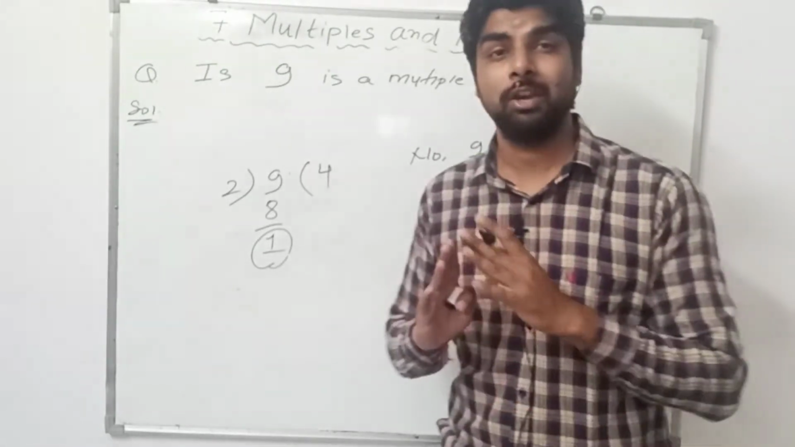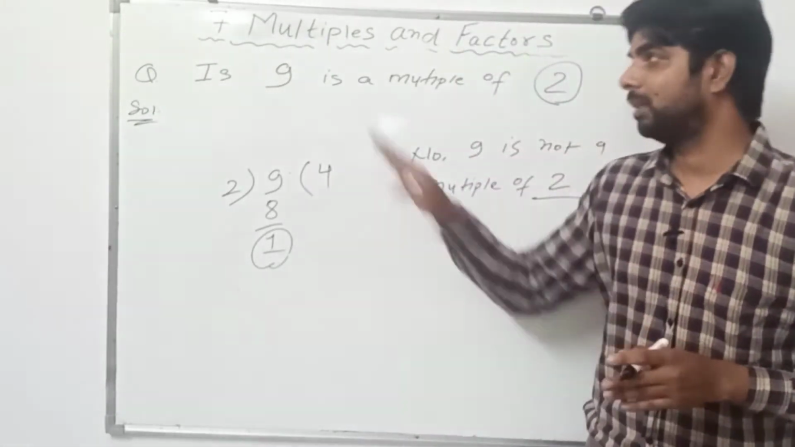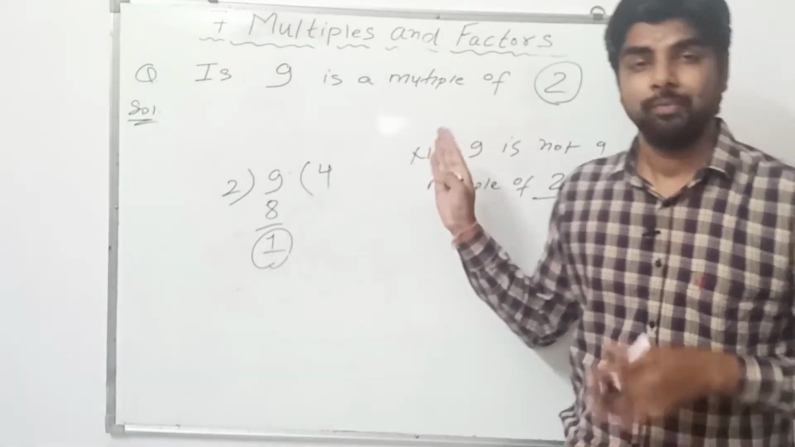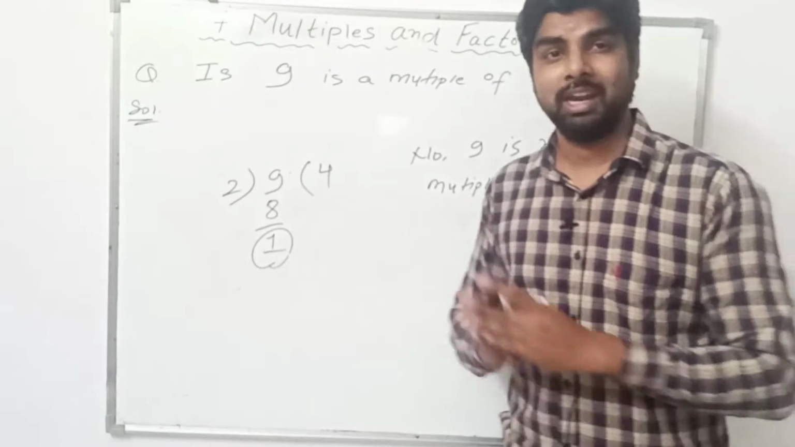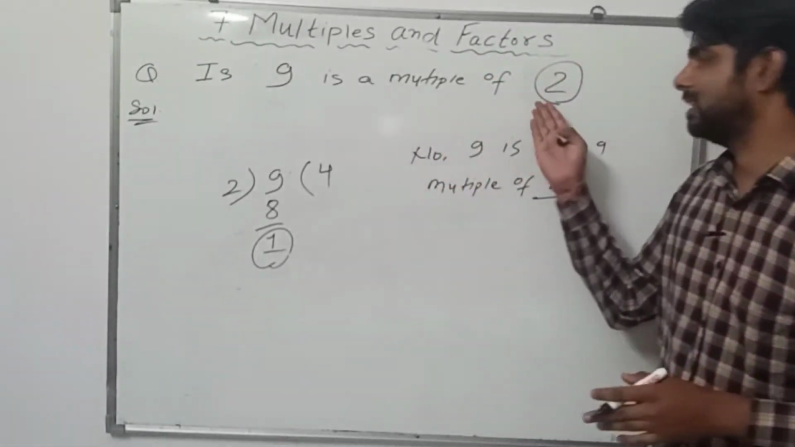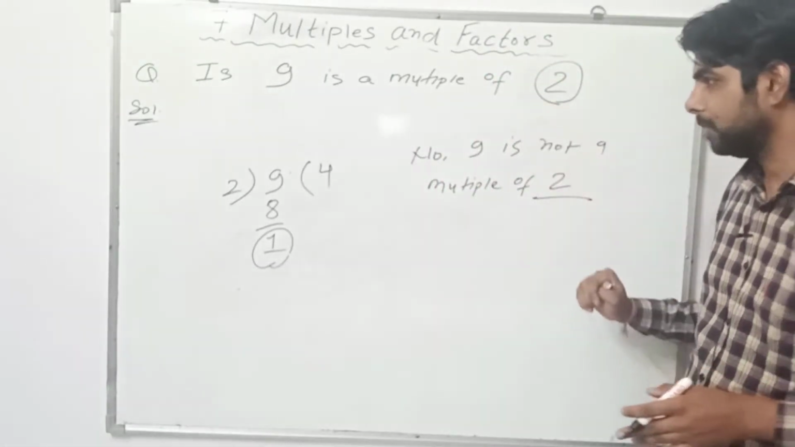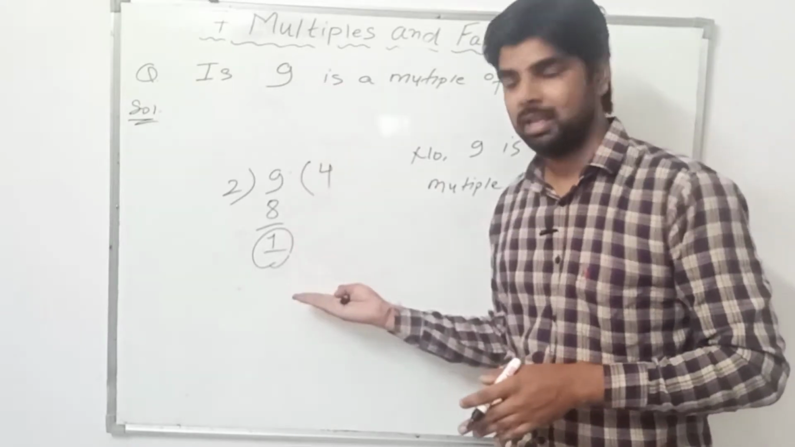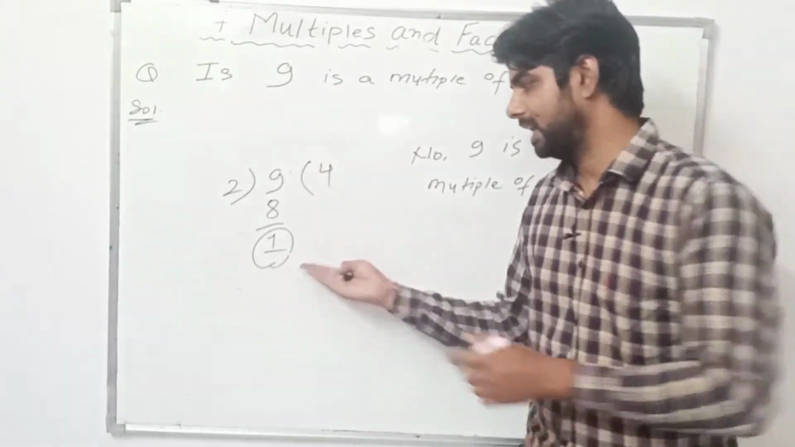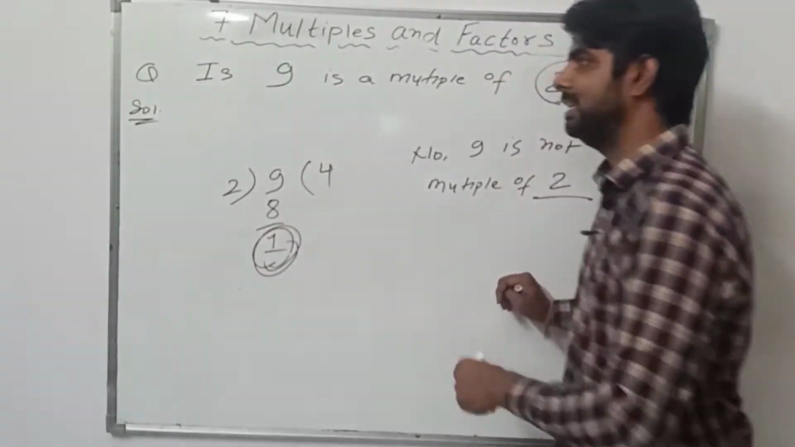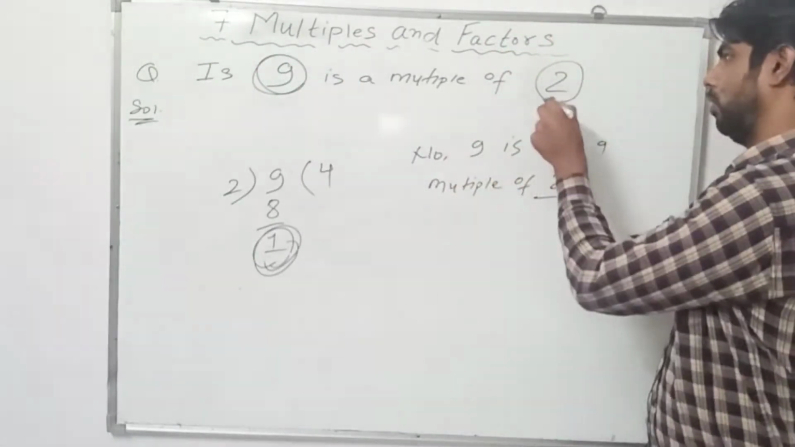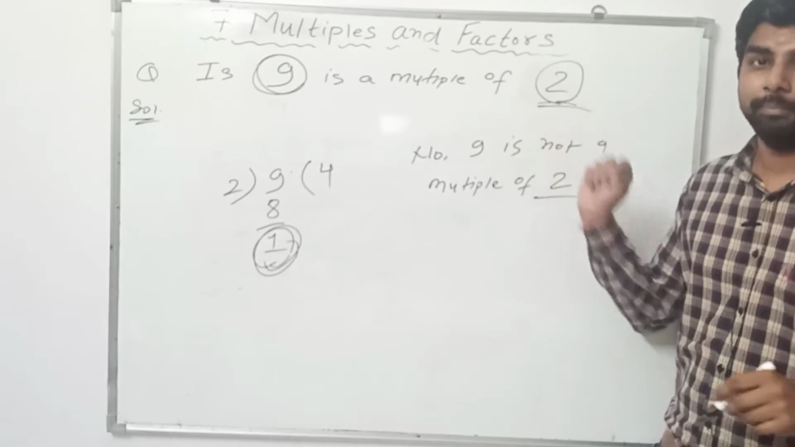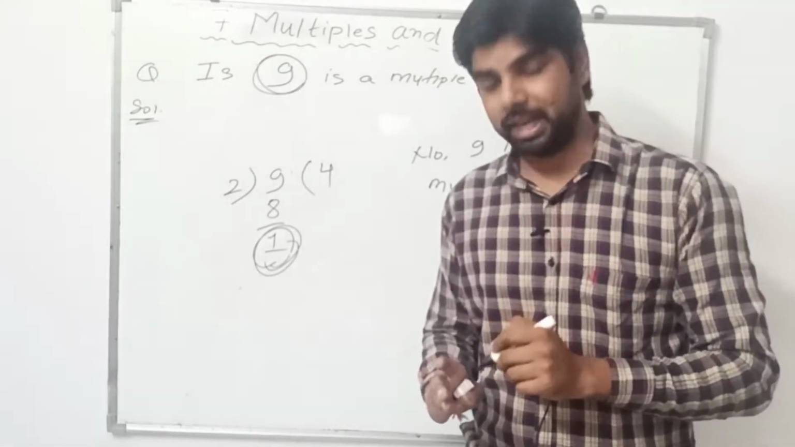So this is how we can find out whether a number is a multiple of a particular number or not. First, we divide that number by that number. If we get our remainder as 0, that means that number is a multiple of that number. Okay? And if we get a number other than 0 as our remainder, that means that particular number is not a multiple of that number. Okay? So this is how we can find out.